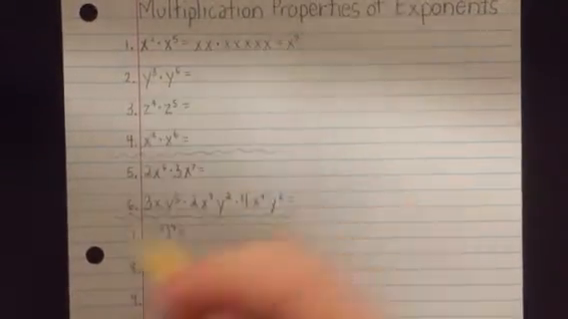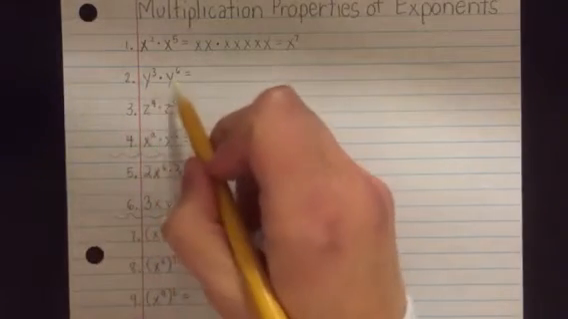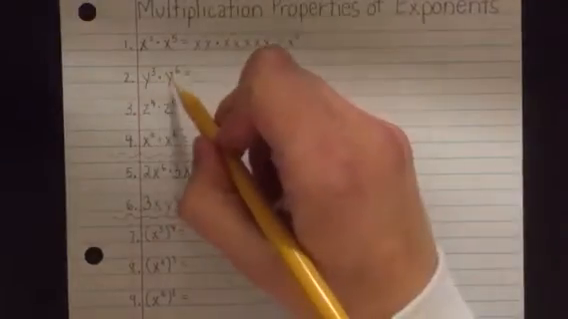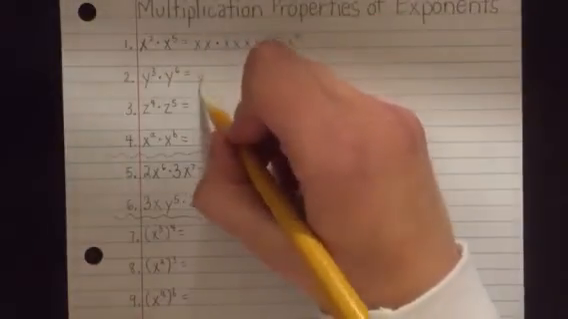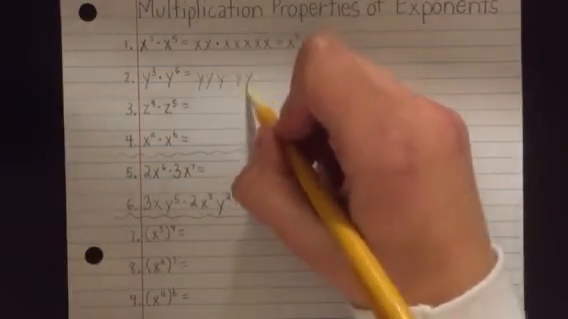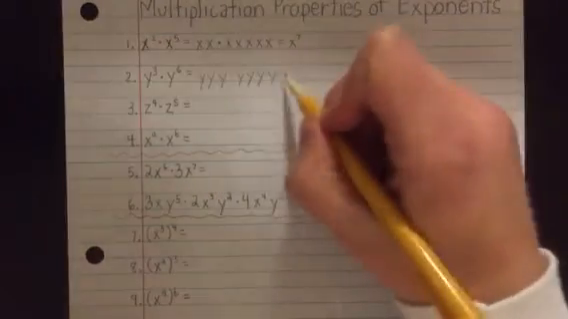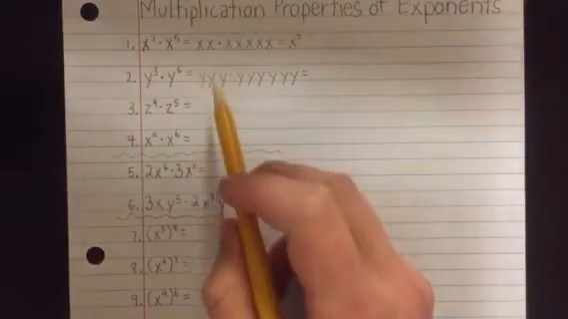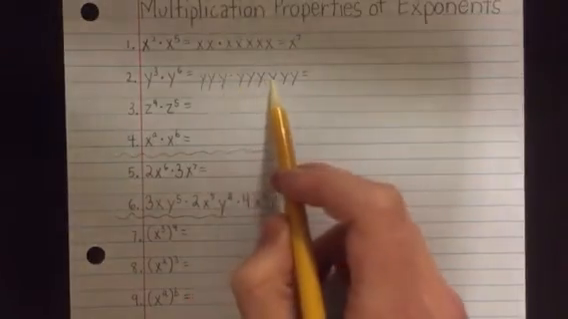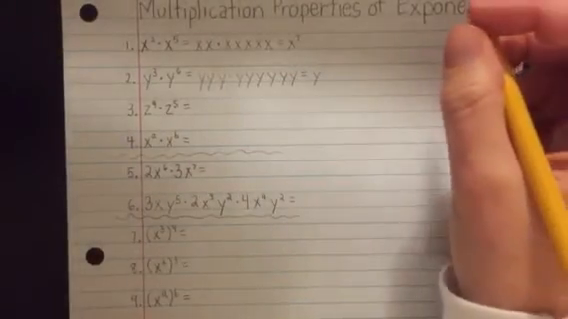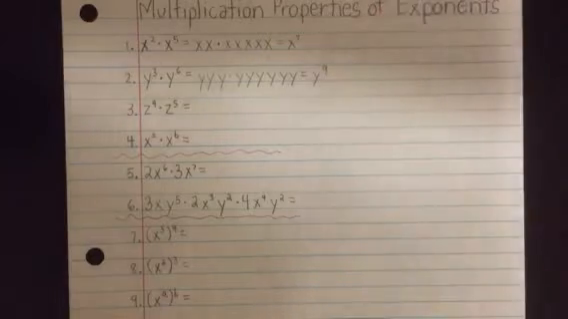Okay, likewise, if you use a different variable, if they're the same base, which these both are, they're both y's, you've got y to the third times y to the sixth. That means y times y times y multiplied by y times y times y times y times y times y, which when you count up, you have a total of 1, 2, 3, 4, 5, 6, 7, 8, 9 y's being multiplied by each other. So in other words, y to the ninth.